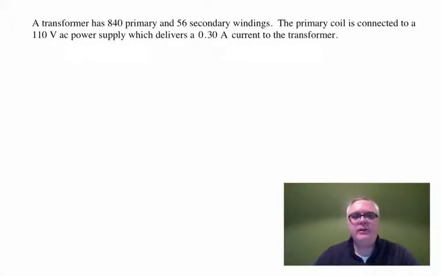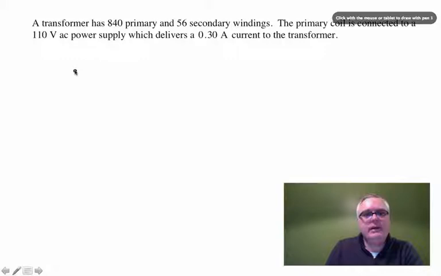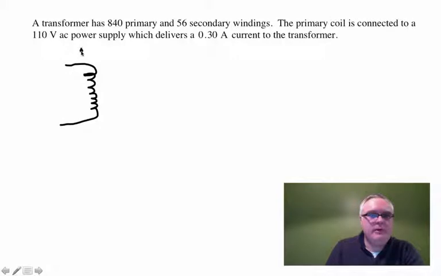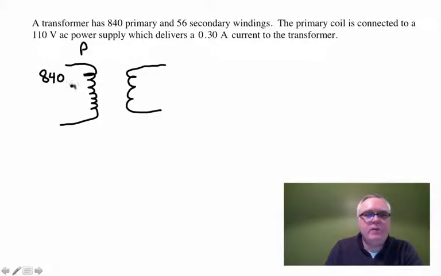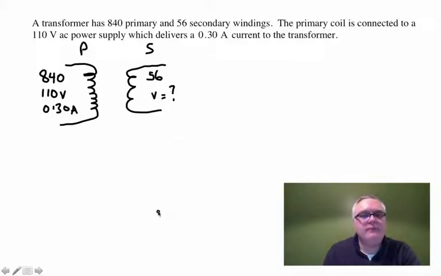Okay, let's actually take a look at a question involving transformers. So what we have here is a transformer, and remember a transformer is basically two coils of wire. So we have something called the primary coil and something called the secondary coil. And the primary coil, we're told, has 840 windings or turns, and the secondary only has 56. And we know that the primary is connected to 110 volts, so basically it's connected to our outlet on our wall, and it's providing 0.3 amps. So we're asked to find what is the voltage over here.